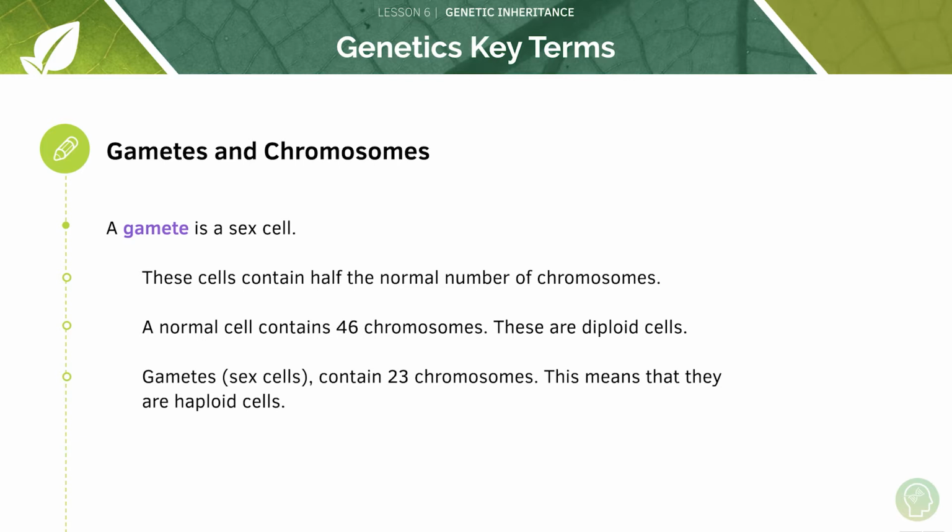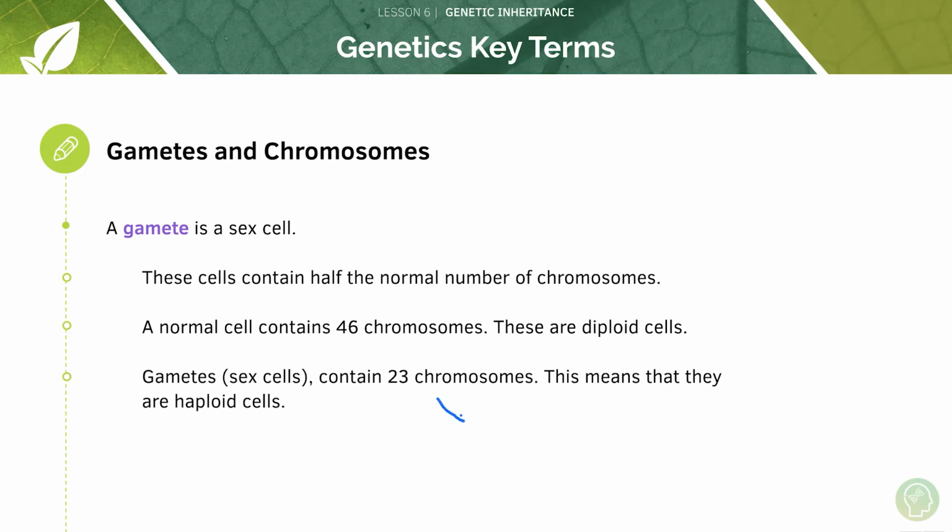This was covered in a previous tutorial, so if that doesn't make sense to you now, go back and watch that tutorial because it will just be explained again, but in a slightly different way. But all you need to get from this is that gametes are haploid cells, meaning that they contain half the number of chromosomes of normal cells.